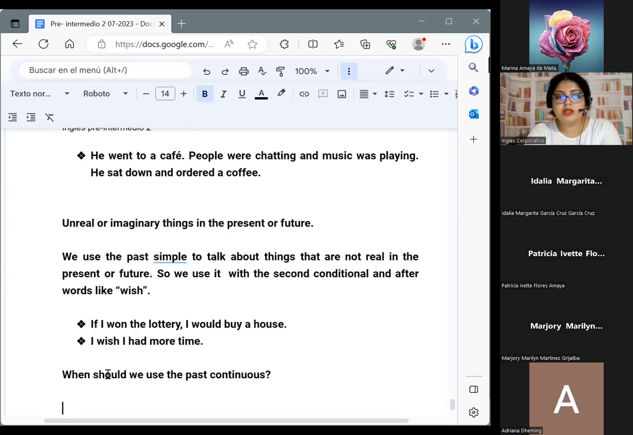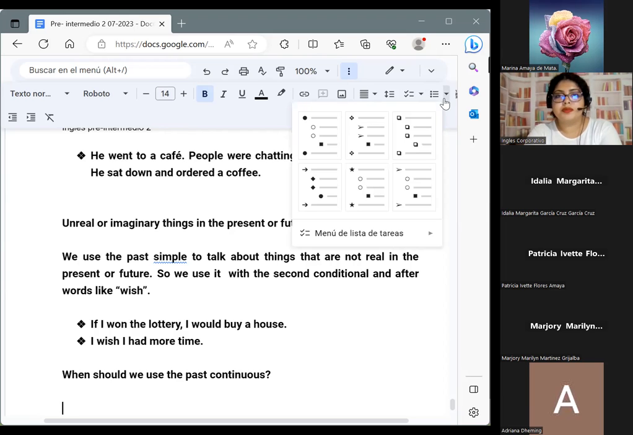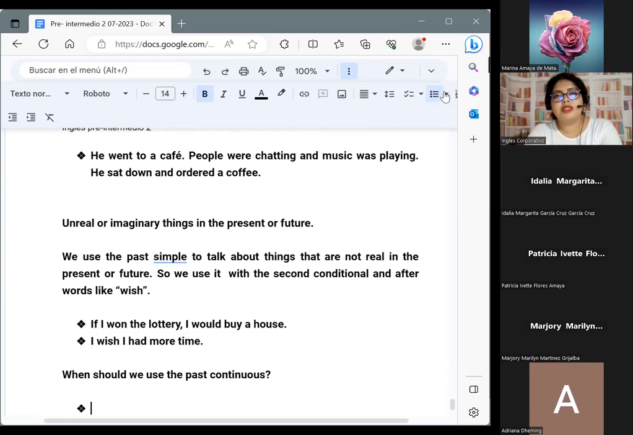So in this case, we're going to begin with number one. We are talking about reasons. Reason number one, an action in the past which overlaps another action or a time. The action in the past continues to start before and often continues after the other shorter action or time.